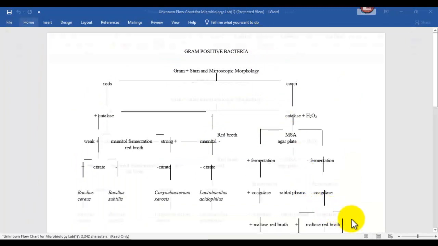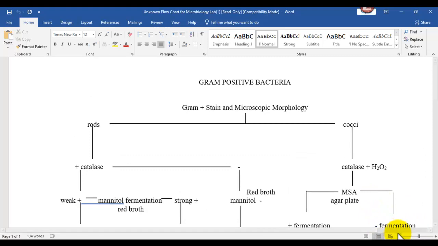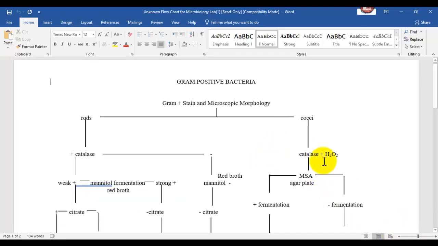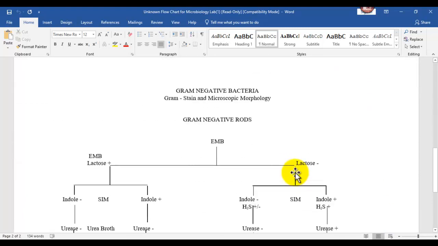So I'm going to do that. And then here we go. Here's the gram-positive side. Here's the gram-negative side. So we'll start here first.